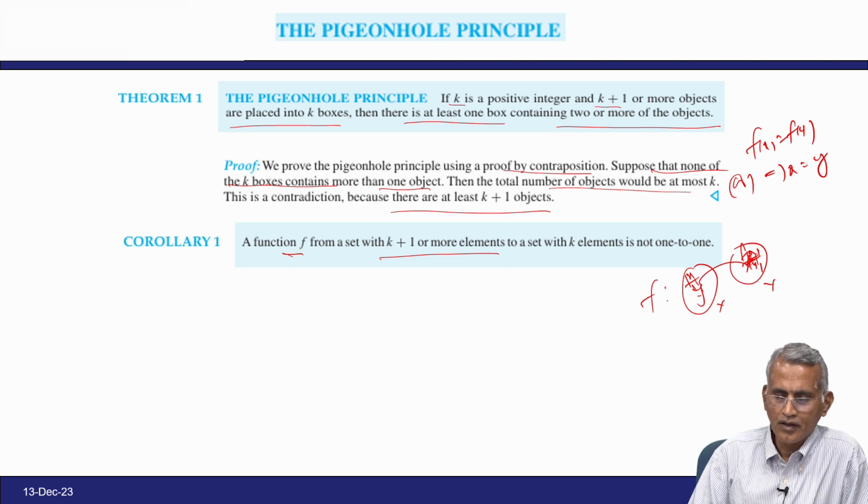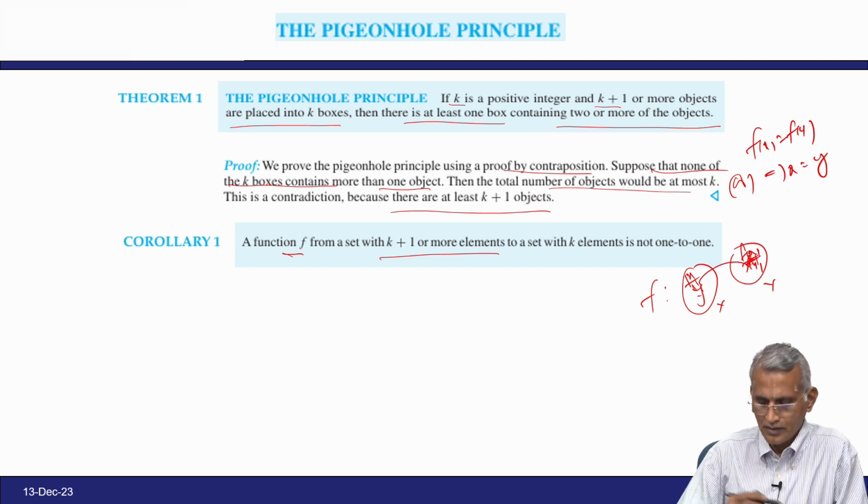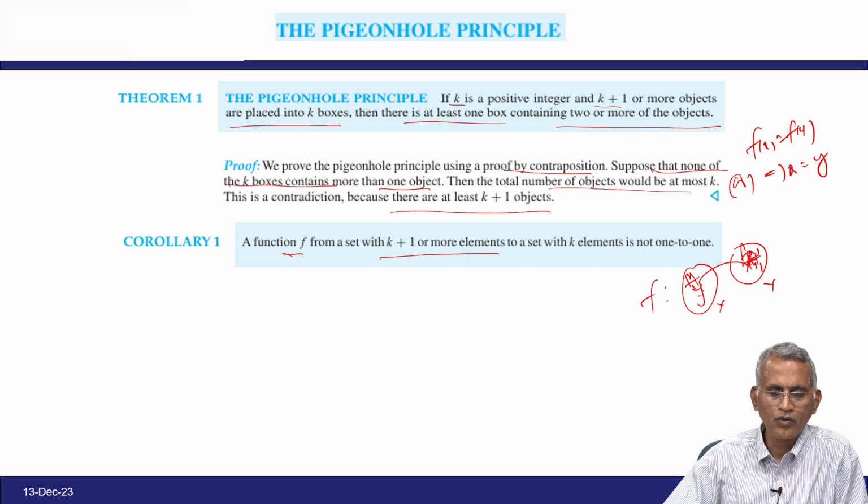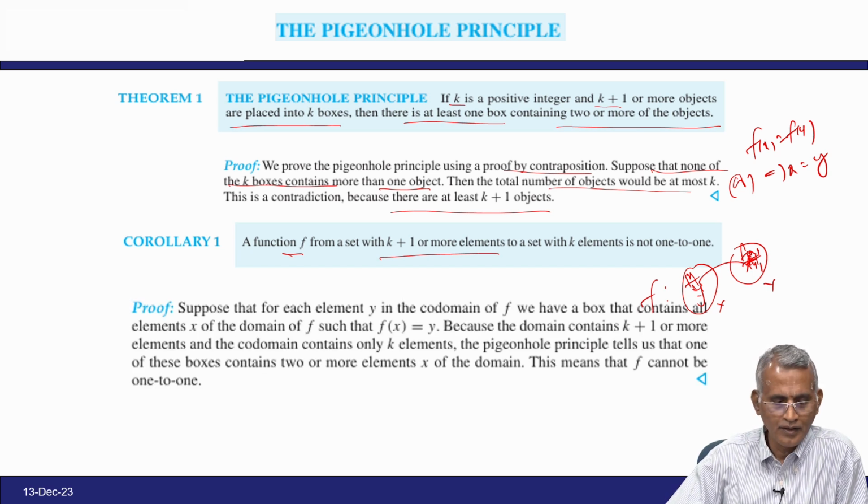Because all k pigeons do not occupy k cells. Maybe one cell can occupy 2 pigeons, one cell may be vacant, one cell may have 3 pigeons. So, these are all the possibilities. Therefore, it does not obey a one to one function, that is very simple.